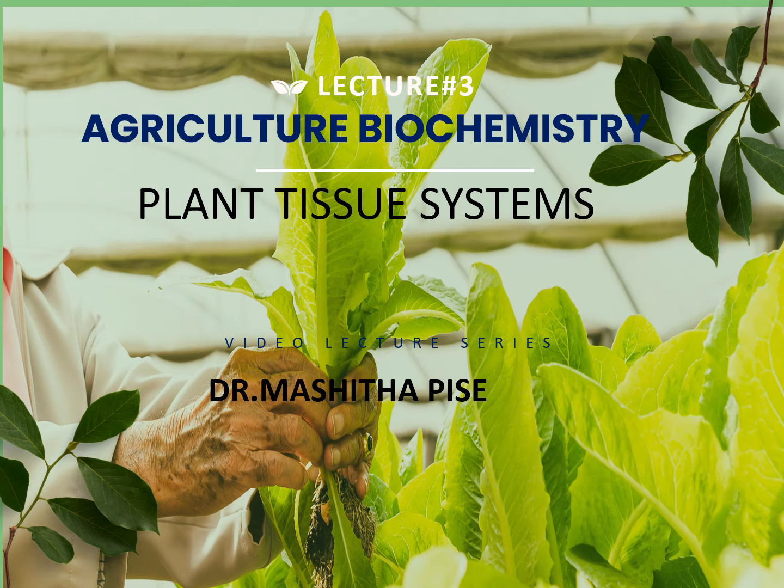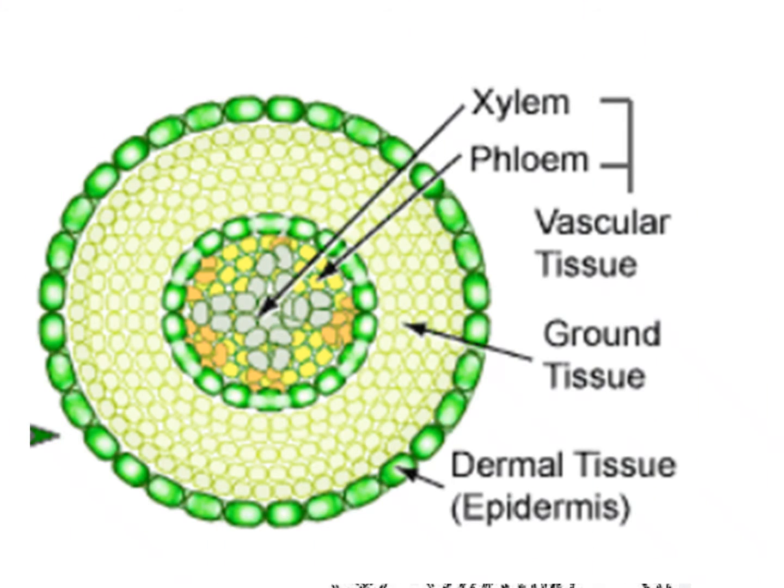In this lecture, we will cover plant tissue systems. Look at this picture. Now, this is a transverse section of a plant part, be it stem or leaf. If we cut it transversely, we will get this kind of picture. Now, here you can see that this particular TS has three different sections in the entire picture.